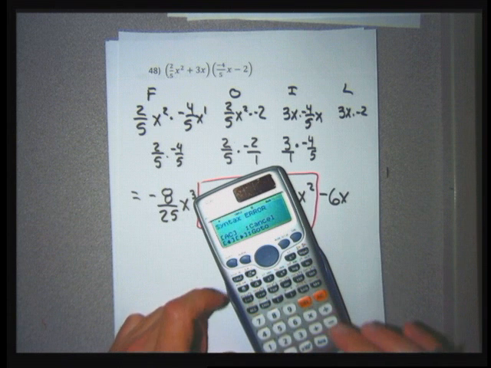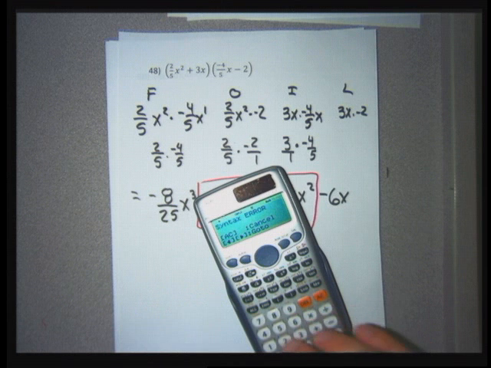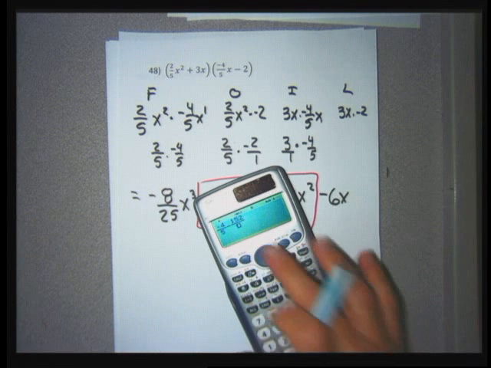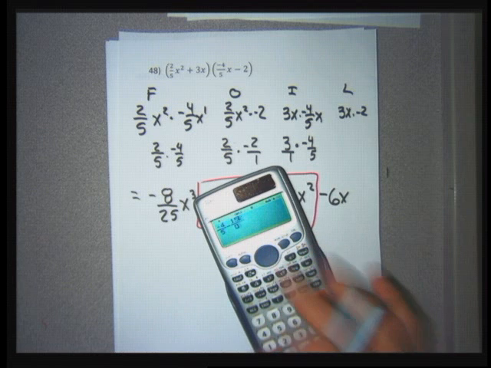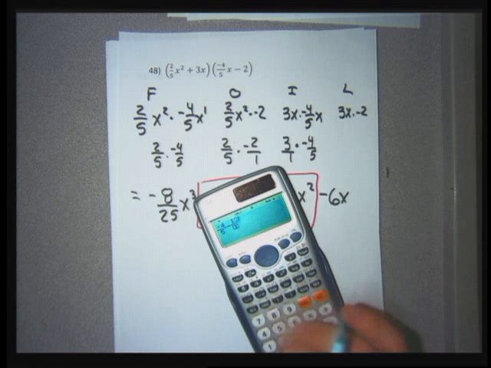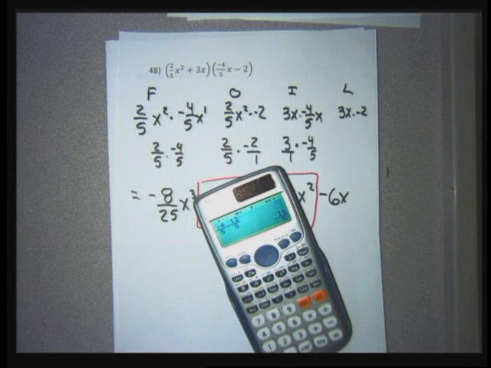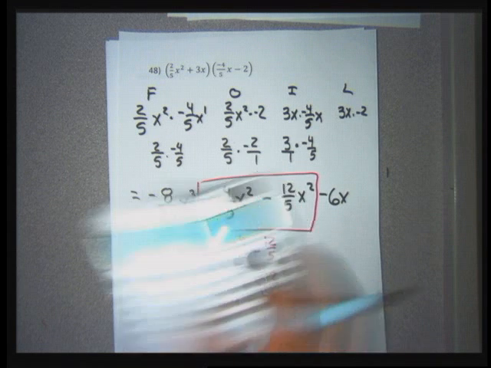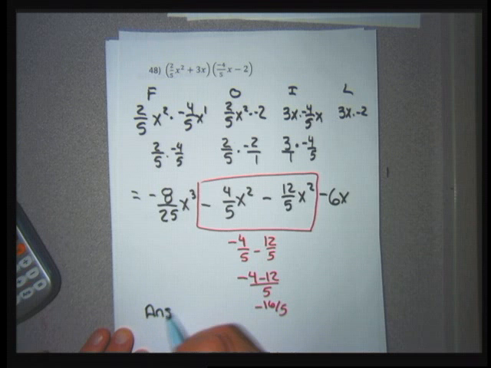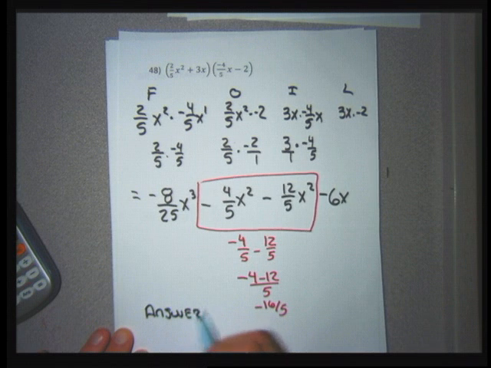My calculator would tell me I'm a moron, but I don't know what I did wrong. Oh, I didn't do a denominator, so negative 12 over 5. And you get negative 16 over 5 like I did by hand. So for all fraction work, if you are bound to your calculator, don't really care. But again, it's nice to be able to do it by hand.